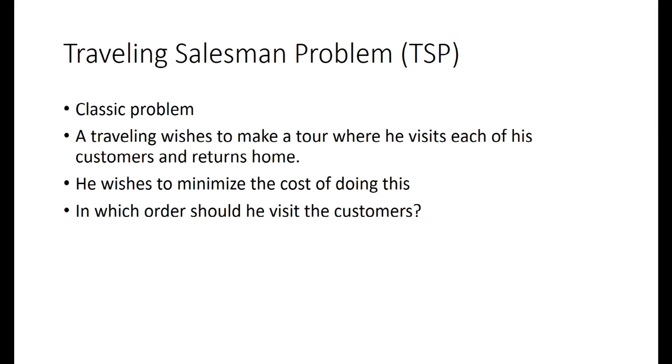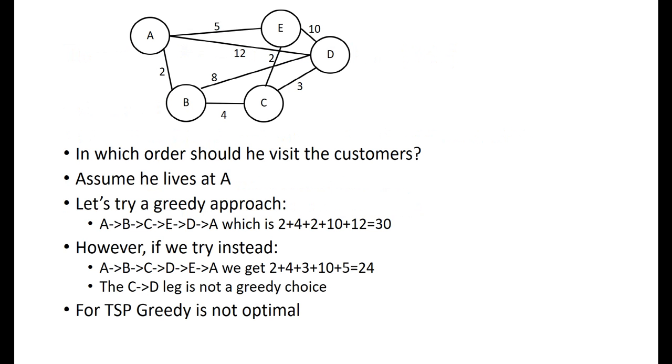In which order should he visit the customers? Does it matter? Actually, it does matter quite a bit. We want to pick the best order, and it turns out that's not so simple. This is a simple graph I found for this problem. It's selected fairly carefully to give us an interesting result. So in which order should you visit the customers? Let's assume he lives at A, so he's going to start at A, he's going to finish at A.